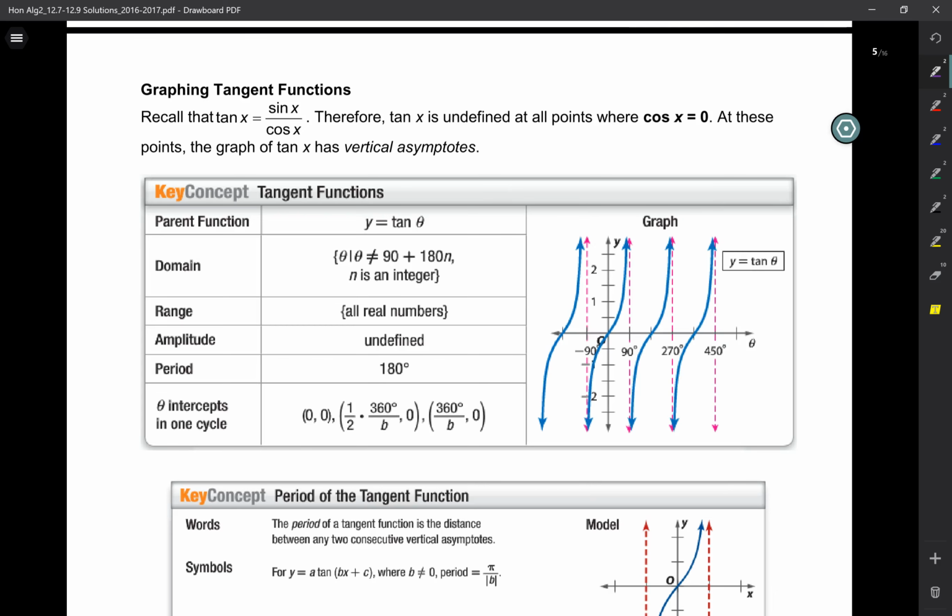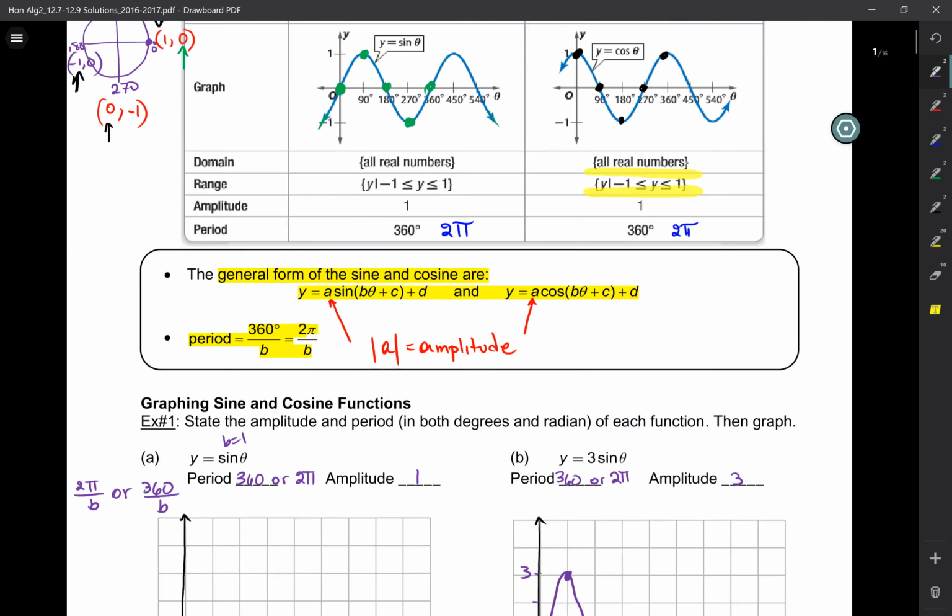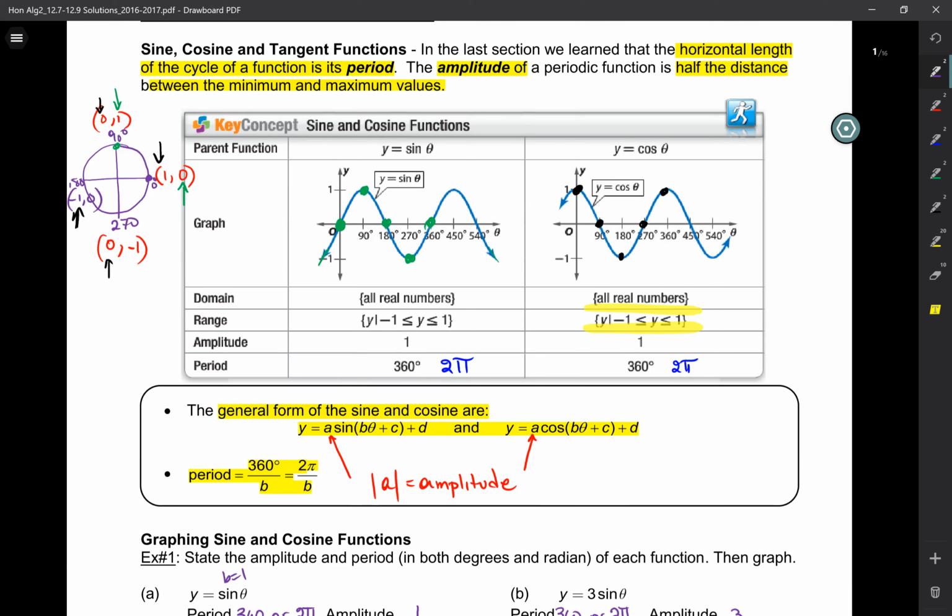Okay, so we already graphed sine and cosine functions, right? And so if we just go back to the sine and cosine function, let's take sine, right? Notice sine is 0 at what points? Sine is 0 at 0, 180, and 360, right? And where is cosine 0? 90 and 270, okay?